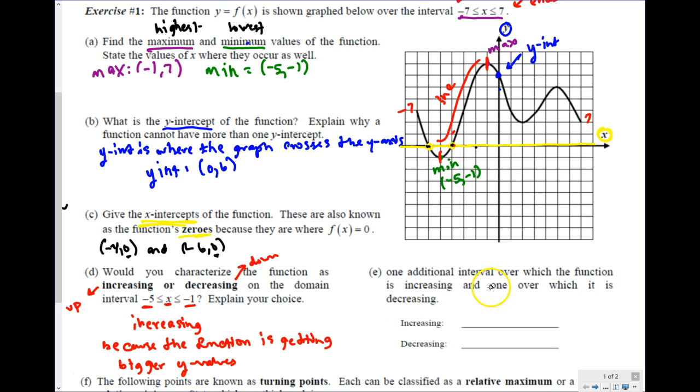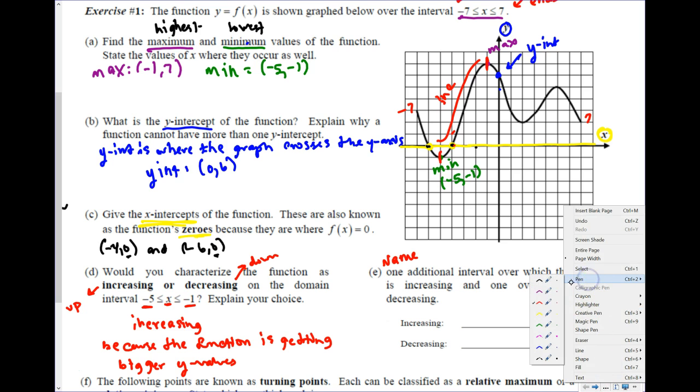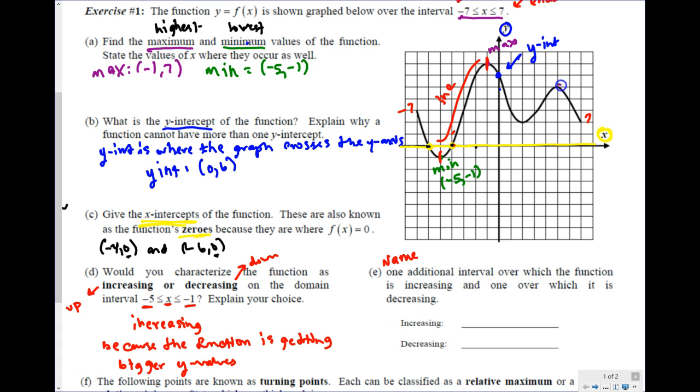Letter E. One additional, so this should say, I think, name one additional interval over which the function is increasing and one over which it's decreasing. So I'm going to look on my graph and I see that I have an interval. I'm going to go here on my pen. This is right here, a decreasing interval. It's starting here and going down.